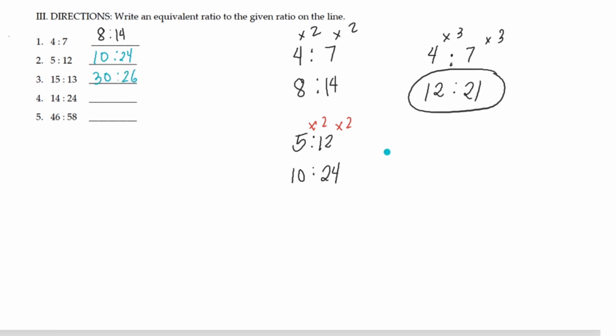Next is 14 is to 24. Okay. Iba naman yung case nilang dalawa. So, hindi sila naka-reduce into its simplest form. So, ang gagawin natin is to find their GCF. So, ano ba yung GCF nilang dalawa? So, their GCF is 2. So, i-divide nyo lang sila kay 2. So, we have 7/12, or 7 is to 12.